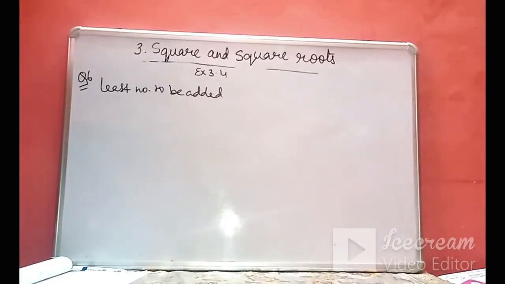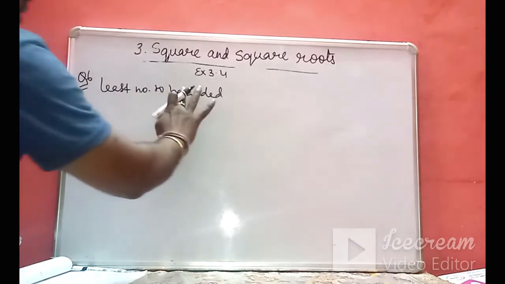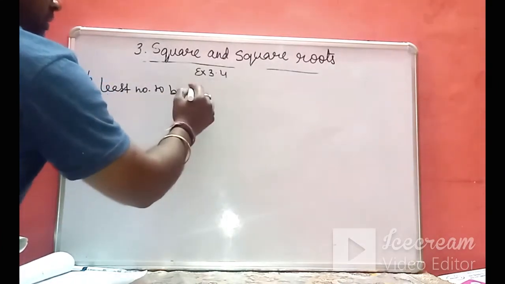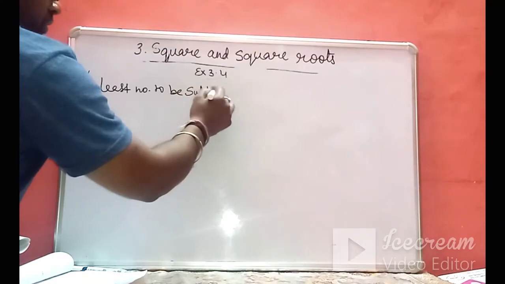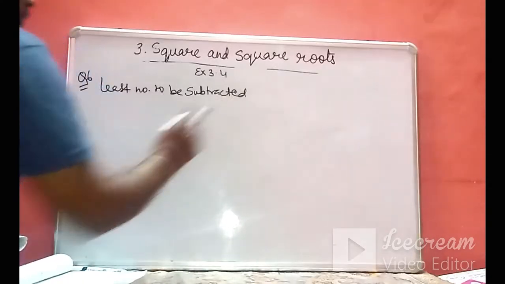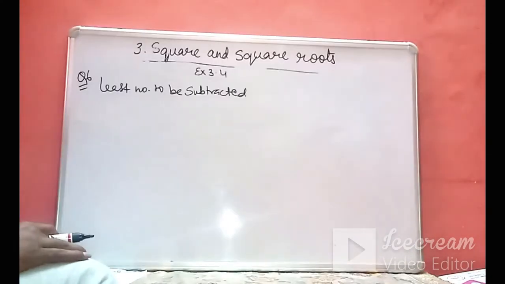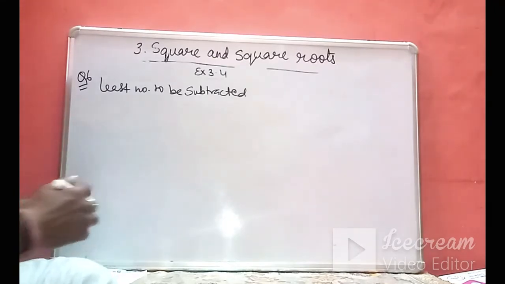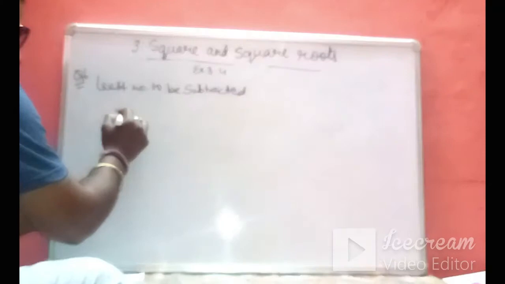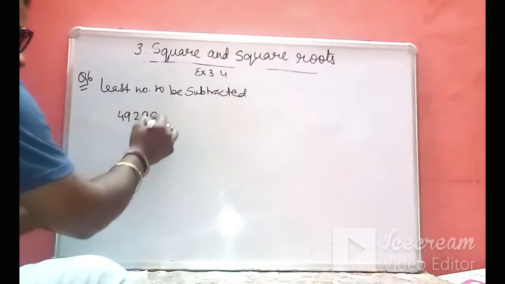So what does question number 6 say? Least number to be added. Okay, so do not use prime factorization. Sorry, least number to be subtracted. Okay, so what is question number 6? Least number to be subtracted we have to find. So do not use the prime factorization method, use only long division. So the number is this, 49299.